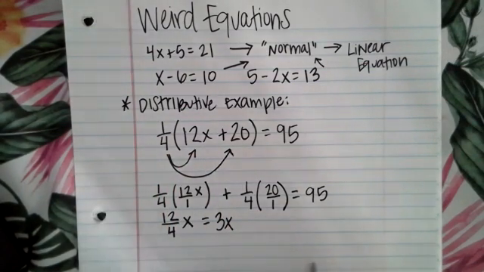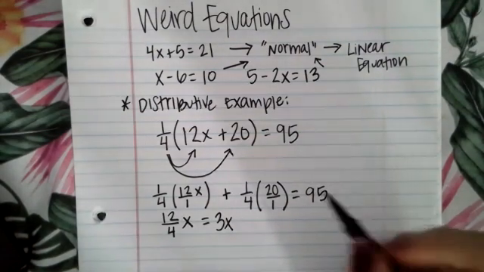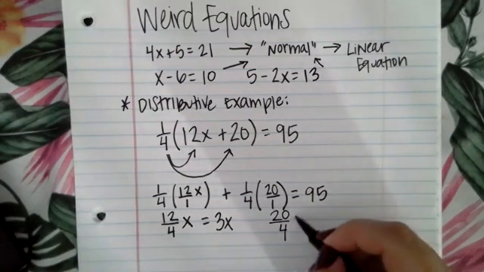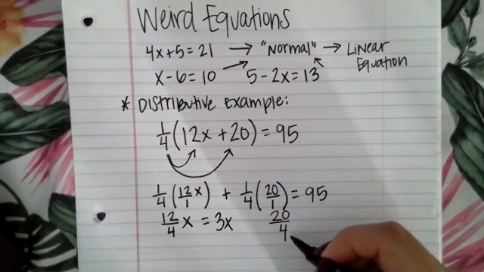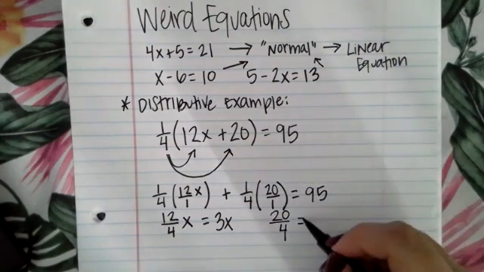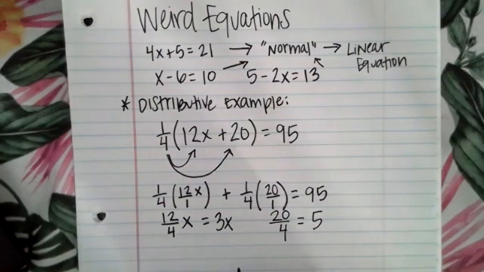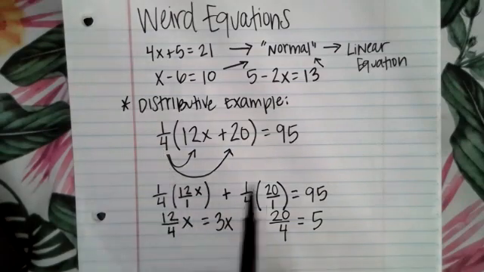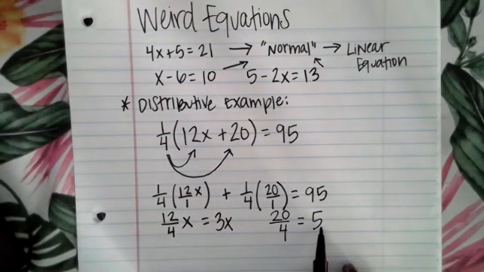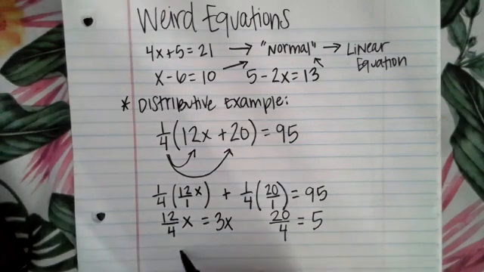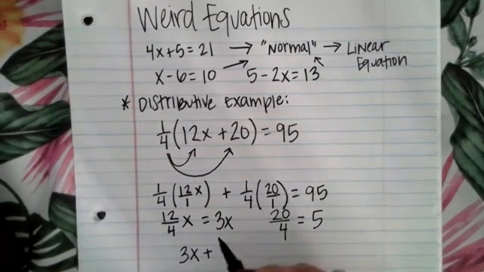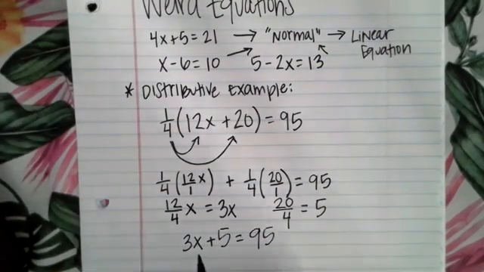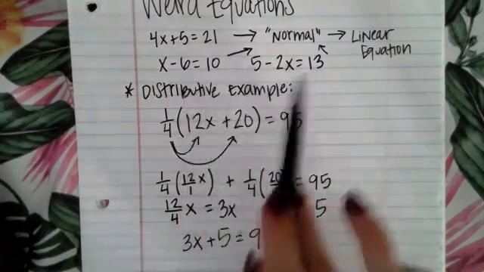Let's see what this one is. 1 times 20 is 20. 4 times 1 is 4. I don't have any variable, so 20 divided by 4 can be simplified to 5. So when we multiply 1/4 times 12, we get 3. When we multiply 1/4 times 20, that simplifies to 5. So the equation we're really working with now is 3x plus 5 equals 95. And this looks way more like one of these normal equations, okay?